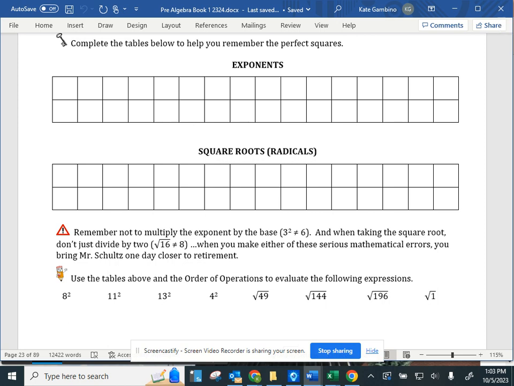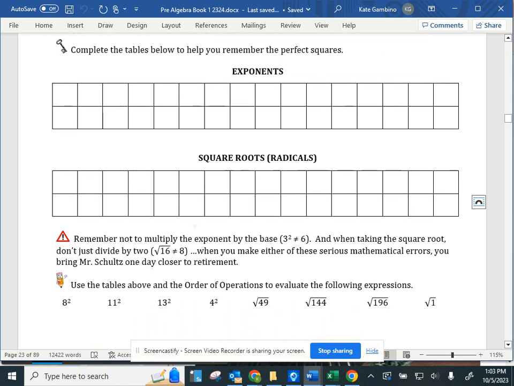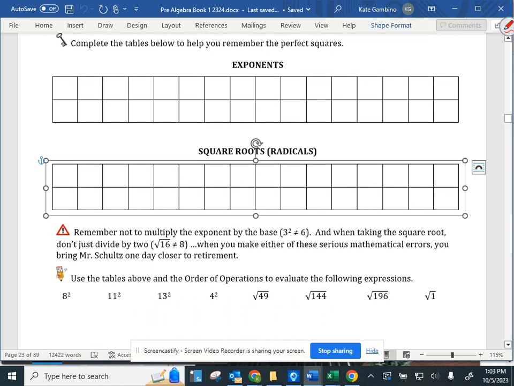So when we have that square, that's an exponent. So let's put it right here. 1 squared is the same as saying 1 times 1, because that exponent tells me how many times I'm going to multiply that number. So 1 squared is 1 times 1, which is 1. So you're going to want to fill in your exponents as I'm filling them in. 2 squared would be 2 times 2, so that is 4.